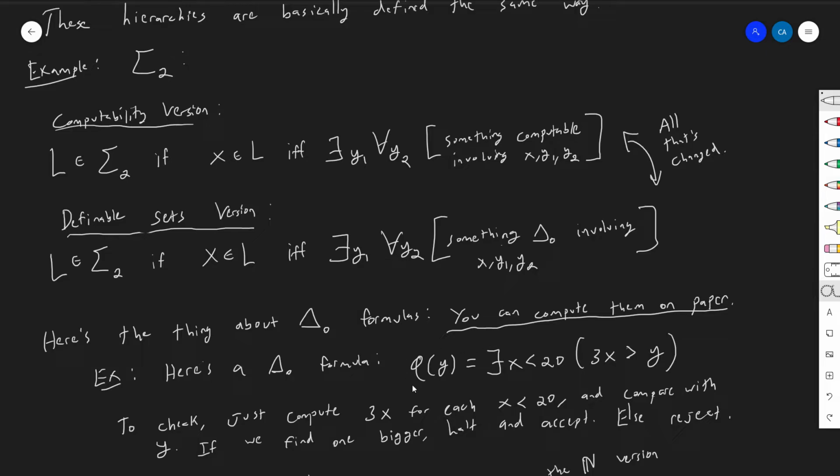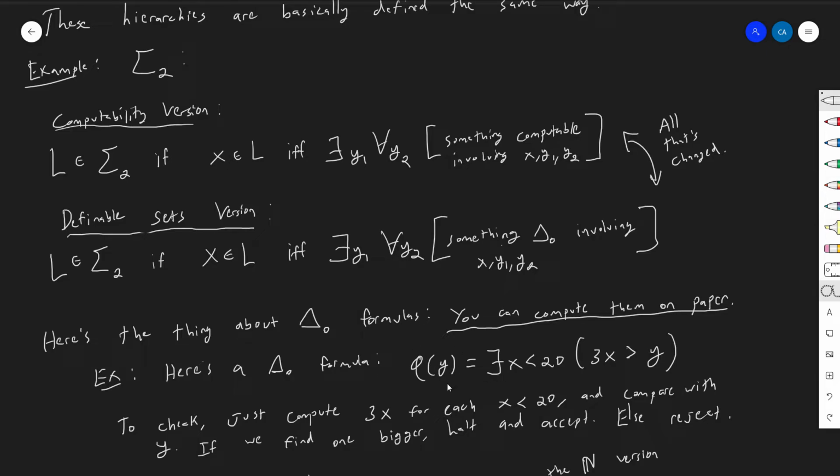I've told you that this defines a set, and that you can think about sets of natural numbers defined by stuff like this as decision problems. But now I want to set it up a little differently. Instead of thinking about this as a set, let's think about it directly as a decision problem. What's the decision to be made? The decision is whether or not this is true. Is there an x less than 20 such that 3x is greater than y? Your job is to answer that, and that determines membership in the set. How would I do that? This is a thing you can finitely do on paper.